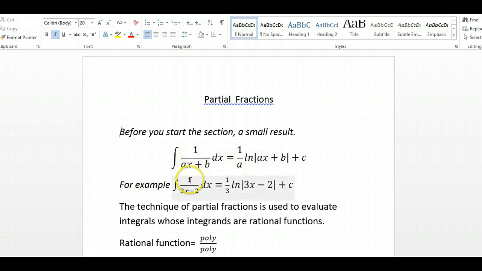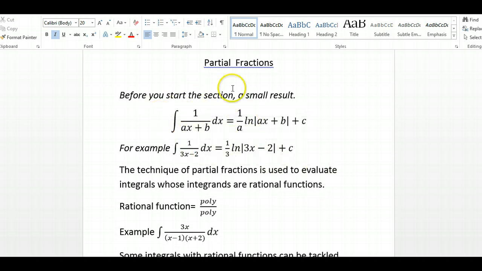denominator. Okay, so for example, if you have 1 over 3x plus 2, if you want to integrate that, the answer would be, you look at the coefficient of x, which is 3, and you go 1/3 and the natural log of the full denominator plus a constant. Okay, so that's beside our main purpose of this tutorial. That's a useful result that we will encounter along the way.